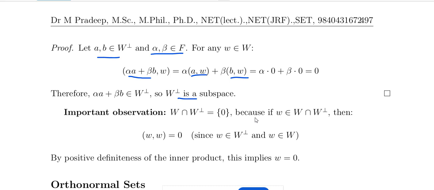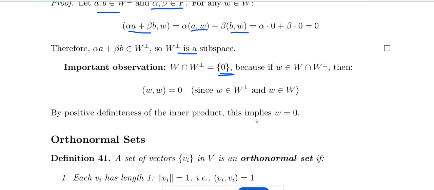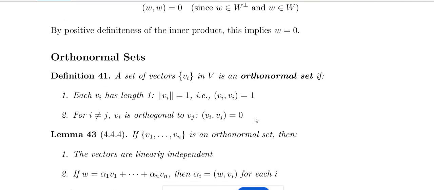So the intersection of W and the orthogonal complement of W should be 0. If W belongs to both, then the inner product of W and W equals 0, since W is in this one and also in that one. So the inner product of W comma W equals 0. By the positive definiteness of the inner product, this implies W equals 0. W equal to 0 means the intersection is equal to 0.